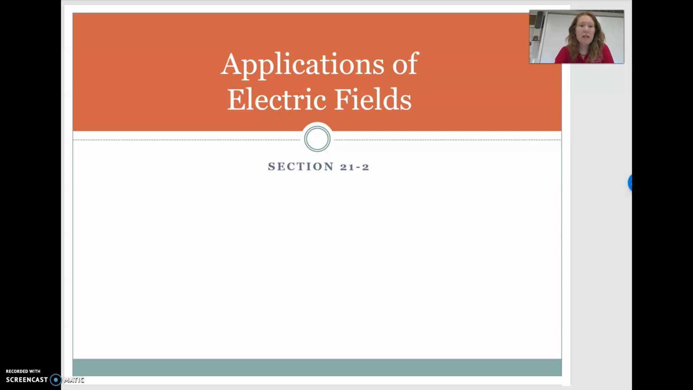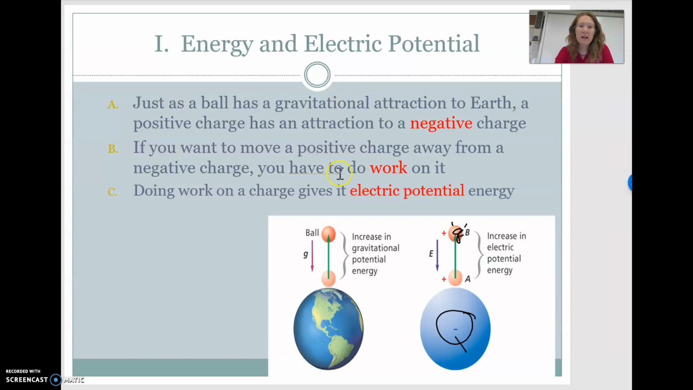So the first thing I want you to know about is that anytime you separate charges and put them where they don't want to be, you're actually giving charges potential energy. So letter A is just giving an analogy to gravitational potential energy. Just like when you put a ball up higher in the air, you give it more energy. That would be like separating a positive from a negative, because those two are attracted to each other.